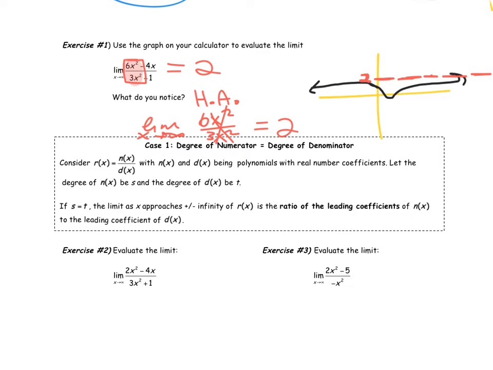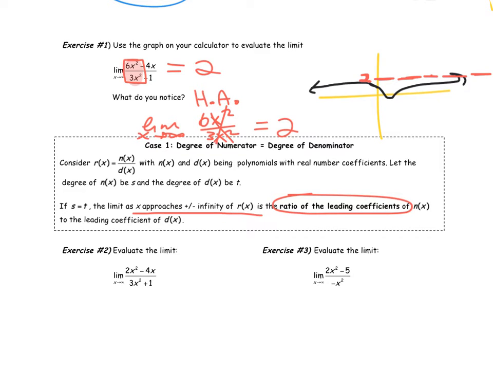Remember, guys, when we talked about horizontal asymptotes, because it was the same degree, we take the ratio of the leading coefficients. So in this situation, when we're taking a limit as x is approaching positive or negative infinity, you take the ratio of the leading coefficients, and that's going to be your solution for the limit.